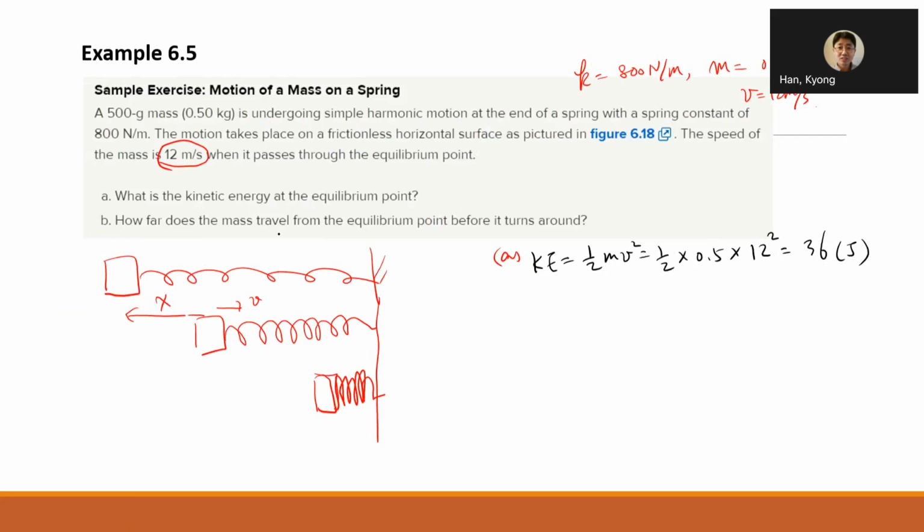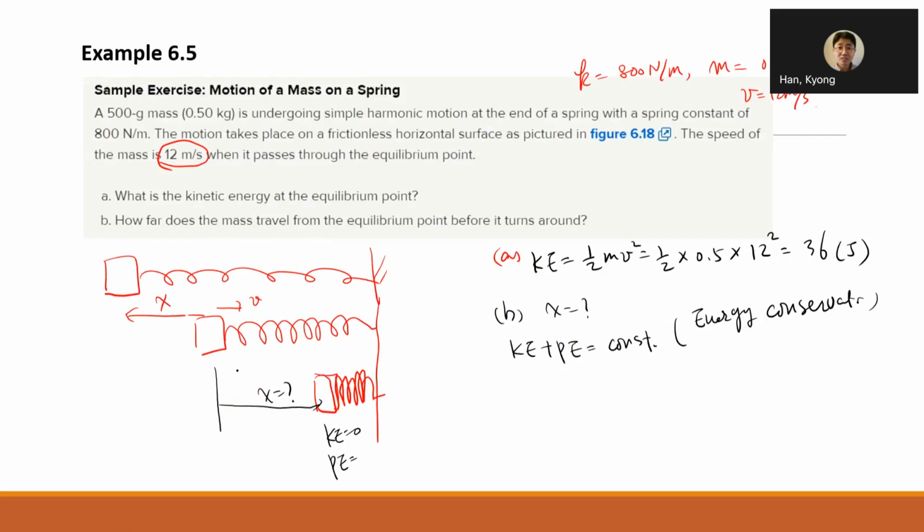How far does the mass travel from the equilibrium point before it turns around? What is x? At that moment, the kinetic energy will be zero, but the potential energy is exactly equal to the total energy. We need to find x. Kinetic energy plus potential energy should be constant. This is energy conservation.